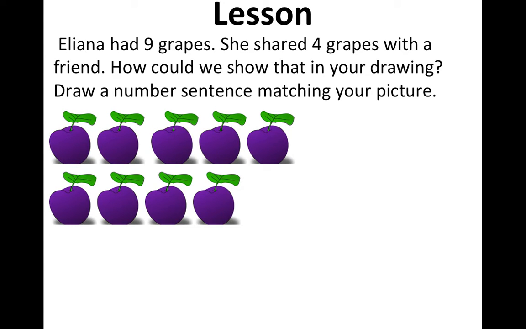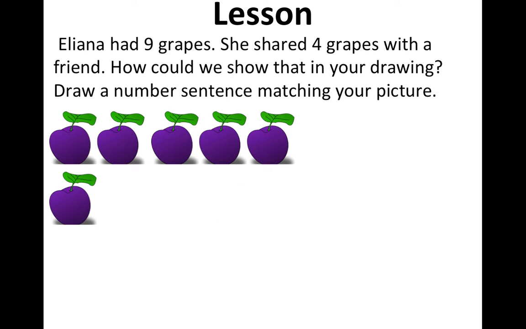As you notice in my lessons, I'm not drawing 9 in different ways. I'm doing it in a 5 group way all the time because we need to get used to doing things in a 5 group way, which means 5 of the pieces always together and then everything else comes after. So now, going back to our story problem, she shared 4 grapes, which means 4 of them she had to give away. How many does she have left? She has 5 left. And one of the questions says, how could we show that in our drawing?